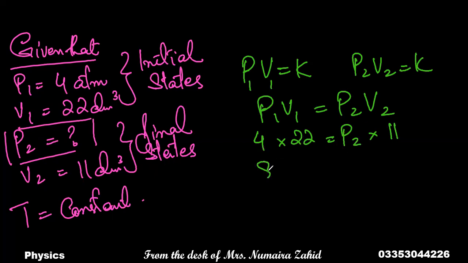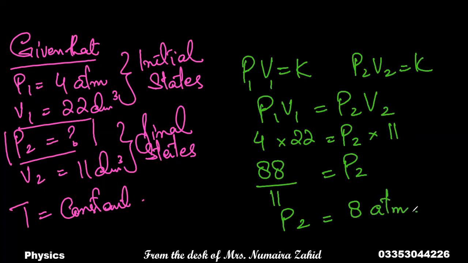When we multiply 22 by 4, we get 88. And 11 will divide it, and we are able to find the final pressure, which should be 8 atmospheres. Getting it? Here 11 1 times is 11, 11 8 times is 88. So here we are getting the final pressure as 8 atmospheres. In this way, we can use Boyle's law to solve our numerical problems.